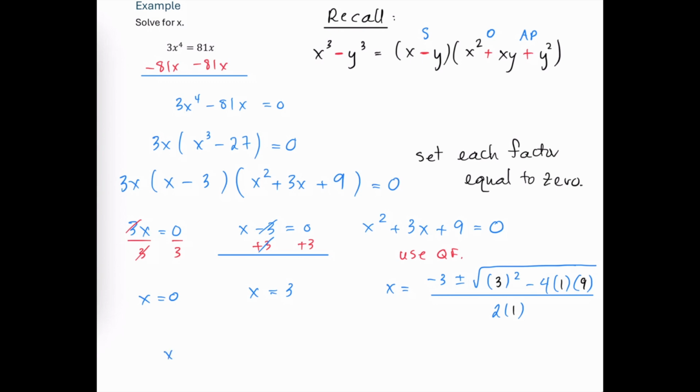So we have x is equal to the opposite of 3 plus or minus the square root. We have 9 minus 36 under the radical, which is then all over 2, which becomes negative 3 plus or minus the square root of negative 27 all over 2.